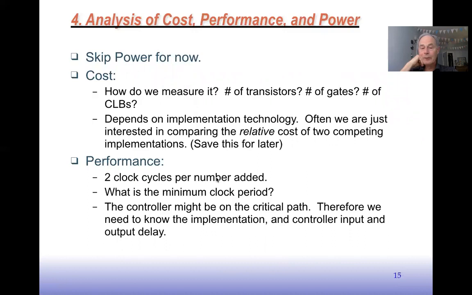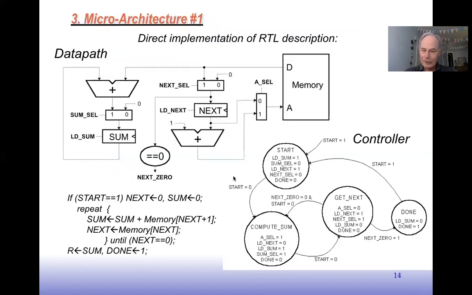Right? So we've looked at the data path, but the controller I kind of left, as you can see here in this finite state machine, this abstract form. So in order to get an exact estimate of the critical path, we're going to have to look at the circuit for the controller.